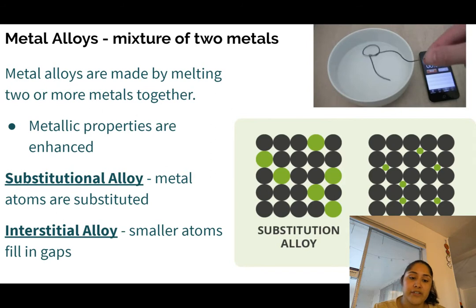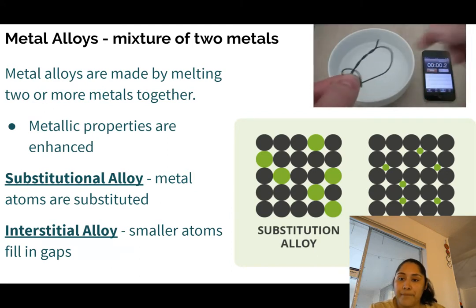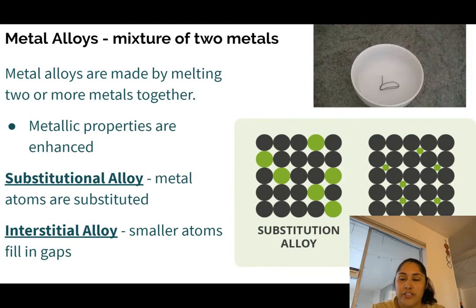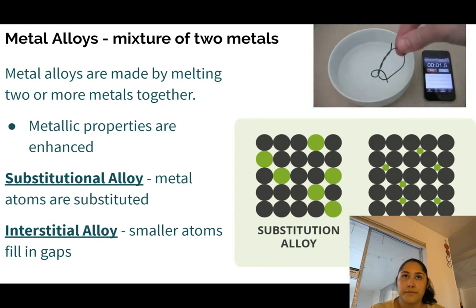Interstitial alloy just means that smaller atoms are going to take up the empty spaces found within the bigger metallic compound. And at the top right, you can see a video of how this would be a memory shape alloy. And so at different temperatures, it'll go back to its normal shape. So if any of you have braces, that's one example of an alloy that's in your mouth.